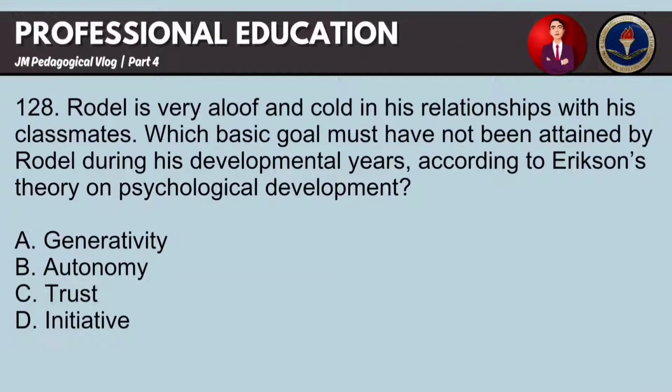Rodel is very aloof and cold in his relationships with his classmates. Which basic goal must have not been attained by Rodel during his developmental years, according to Erikson's theory on psychological development? A. Generativity. B. Autonomy. C. Trust. D. Initiative. C. Trust.